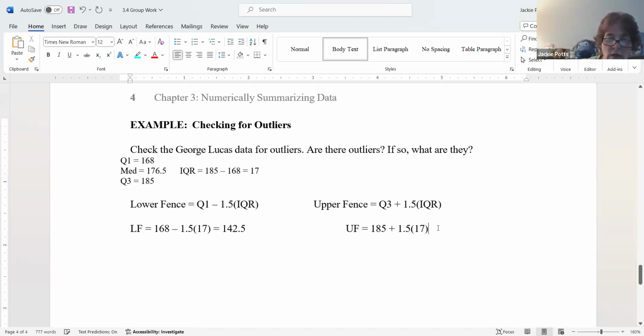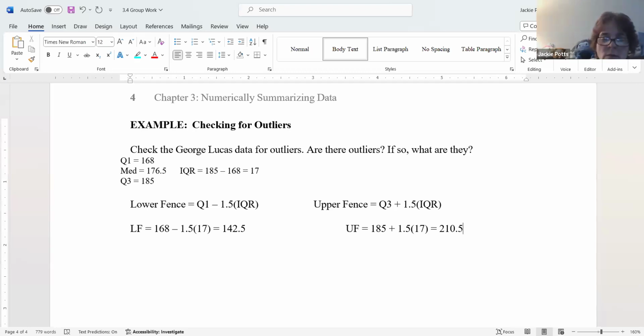I'm going to do the same thing here now for the upper fence. I got 185 plus 1.5 times 17. And I get 210.5. So now I need to go look at my data.